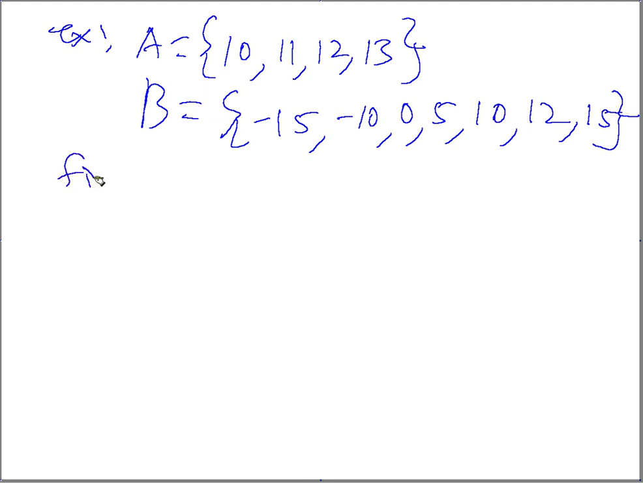So I want you to find A union B, right? Join these two sets into a bigger set. So my answer should be a bigger set now, right? And also the intersection of these two sets, A and B. What's in both of these sets? What do these two sets have in common? All right, so let's look at that.